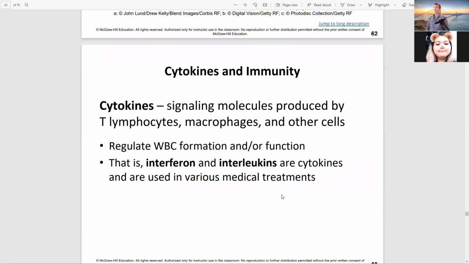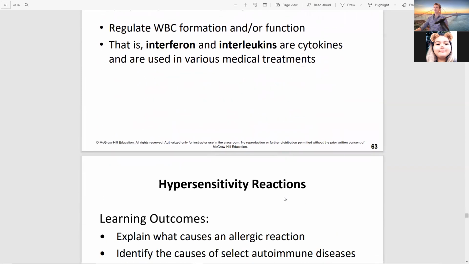So cytokines and immunity. Cytokines are signaling molecules produced by T lymphocytes and macrophages and other cells. They regulate white blood cell formation and function. That is, interferon and interleukins are cytokines and are used in various medical treatments.